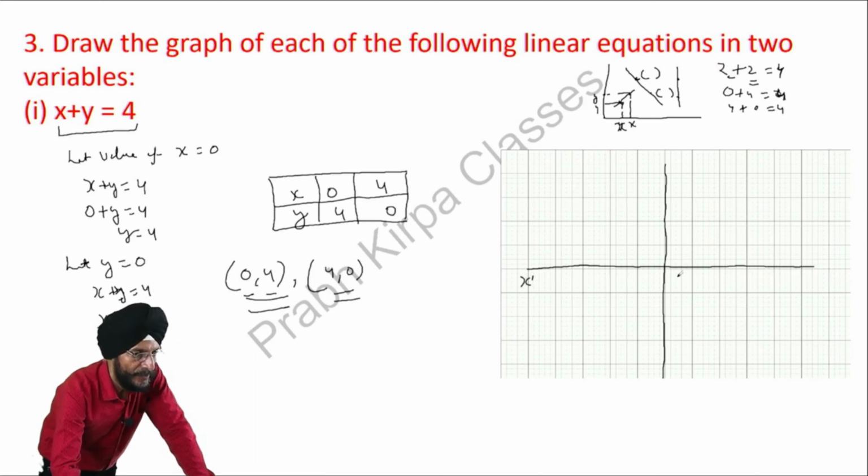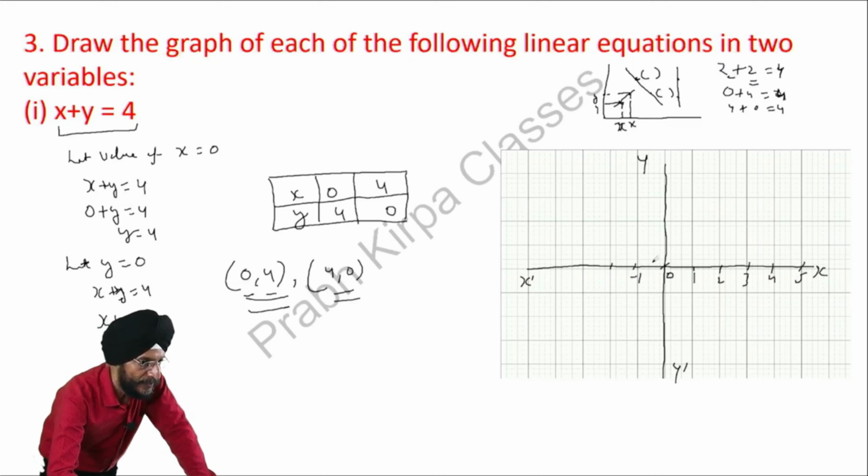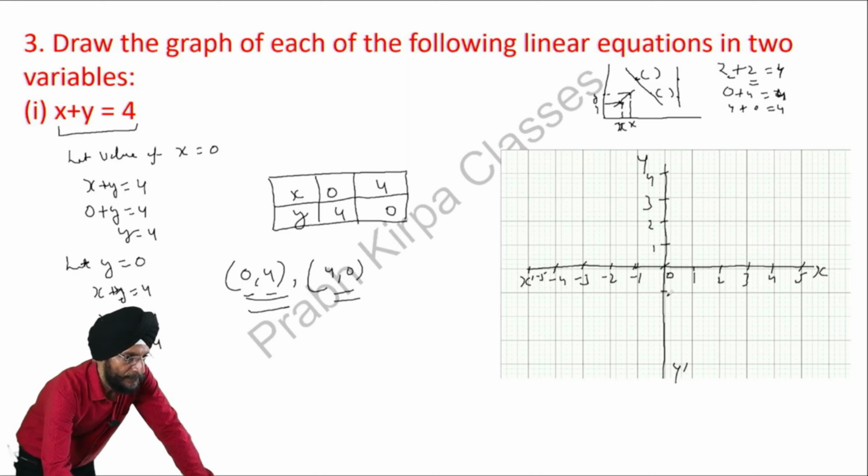Here, this is the x-axis, it is the y-axis. Here the values are 0, 1, 2, 3, 4, 5. Here it is -1, -2, -3, -4, -5. Here it is 1, 2, 3, 4, -1, -2, -3, -4.